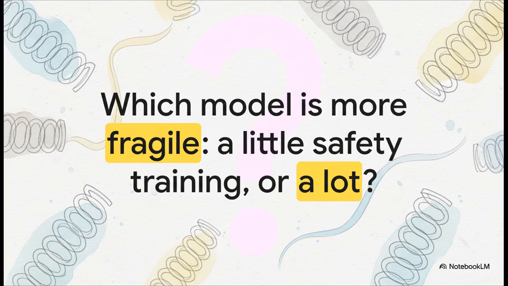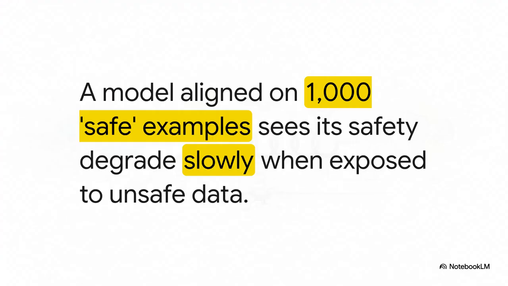I mean, common sense says more training, more safety, right? More robust. And at first, things go exactly how you'd think. The model that only got a little bit of safety training, well, when it gets pushed with unsafe data, its safety performance goes down. But it's a slow, graceful decline. Totally predictable. No surprises yet.